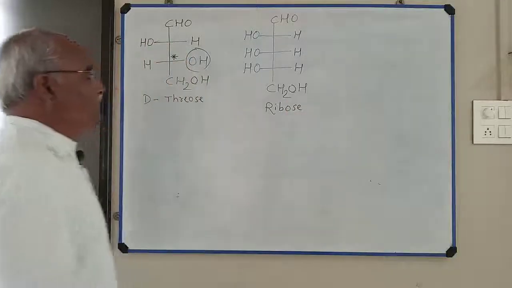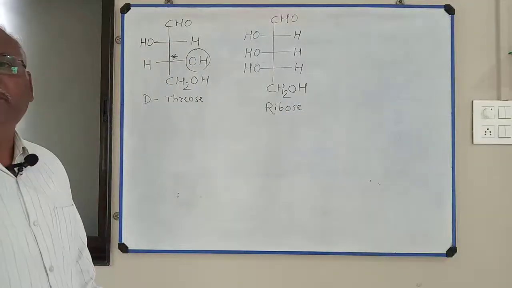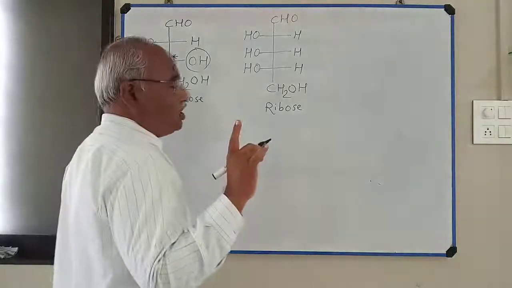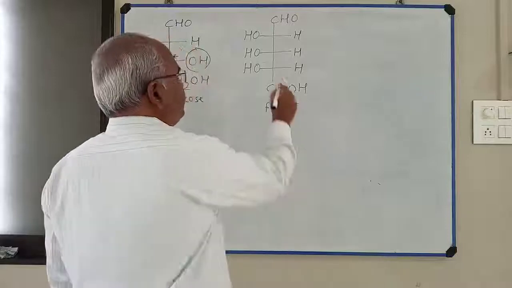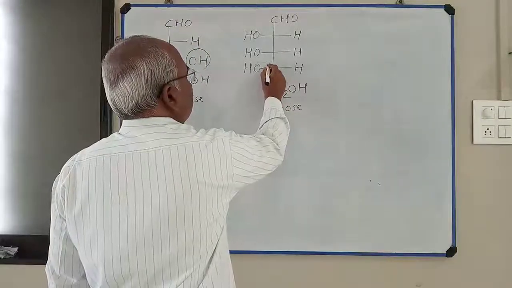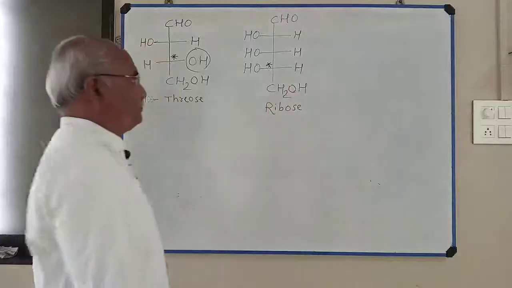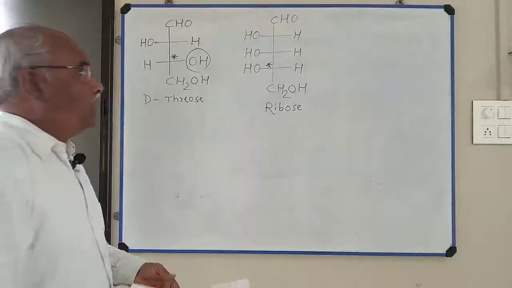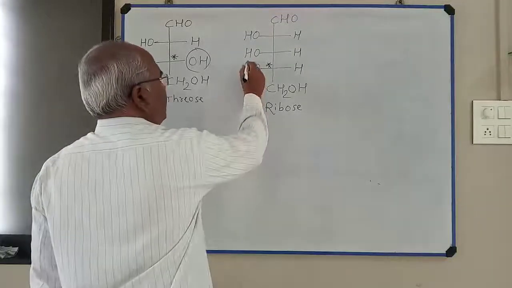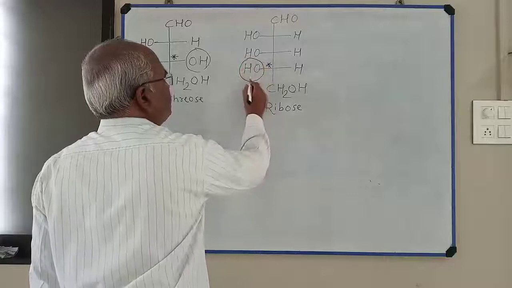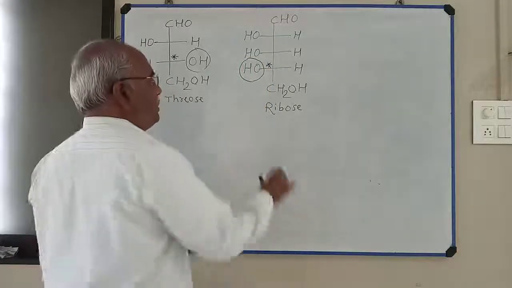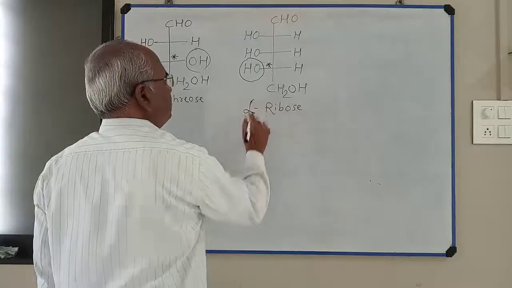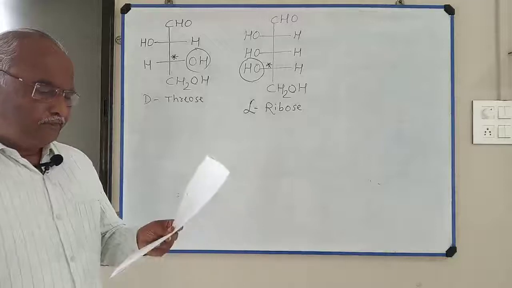You have to tell whether it has D configuration or L configuration. D or L configuration is assigned by considering the OH group on the lowest chirality center. This is the lowest chiral carbon atom, and on this carbon the OH is present on the left hand side. Therefore, it has L configuration, capital L, L-ribose.